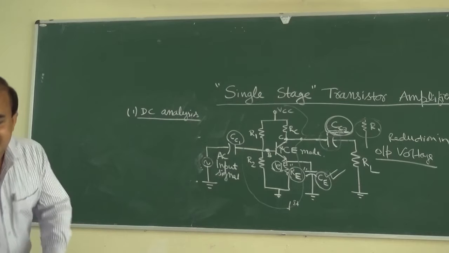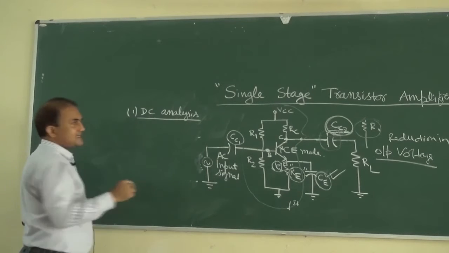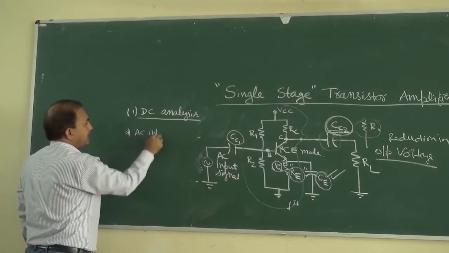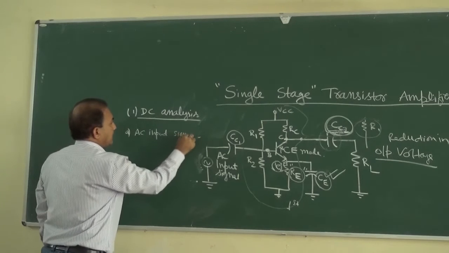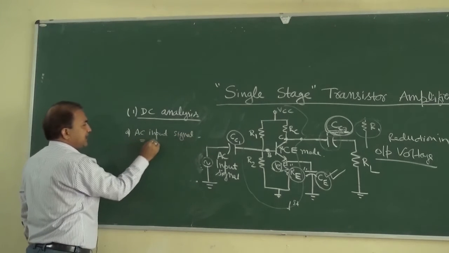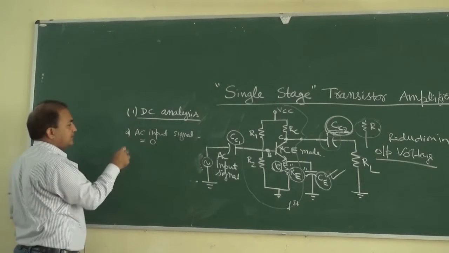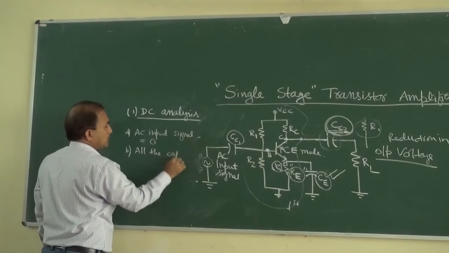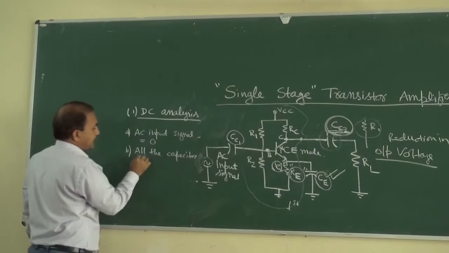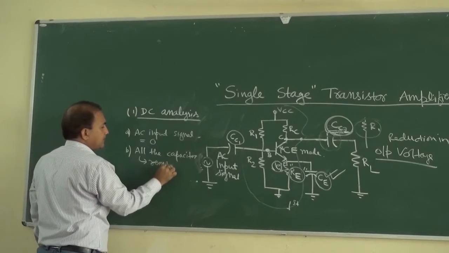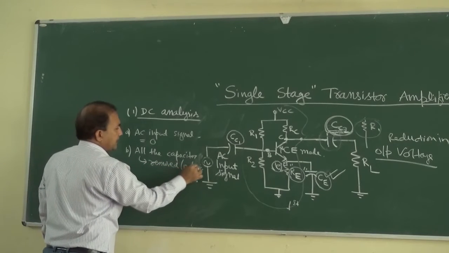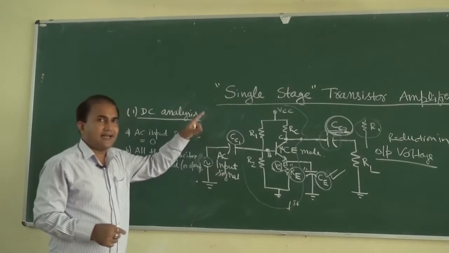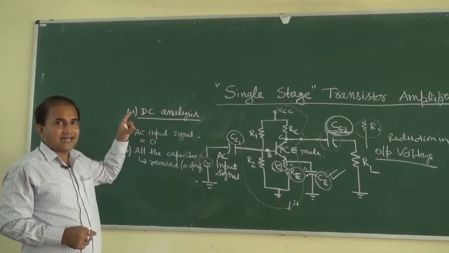In DC analysis, what are we doing? First, the AC input signal has to be made 0. It has to be removed. Second, all the capacitors have to be removed or opened. So this circuit can be analyzed based on DC analysis like this.